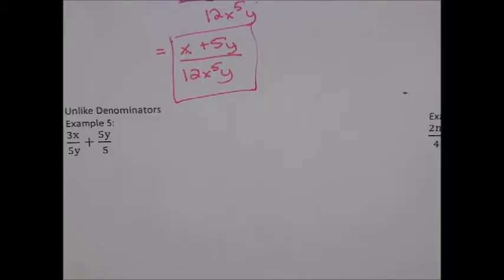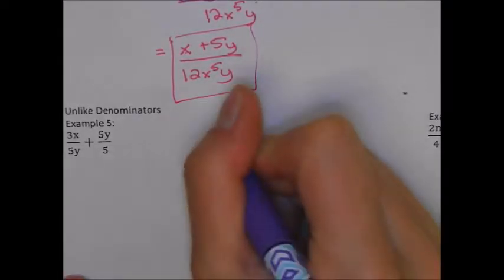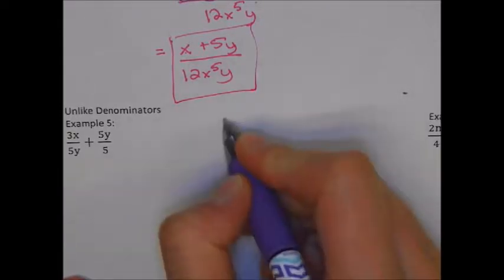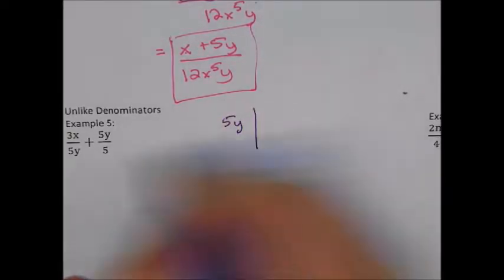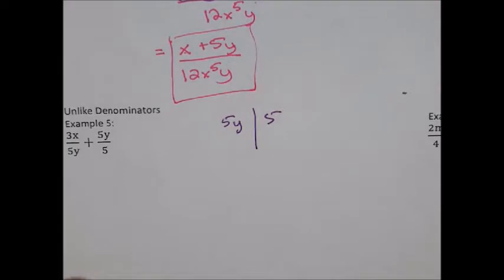Now we are going to look at fractions that have unlike denominators. So the first thing I want us to do is look at what our denominators are. Well, I have a denominator of 5y, and I have a denominator of 5. In order to add fractions, we need the same denominator.